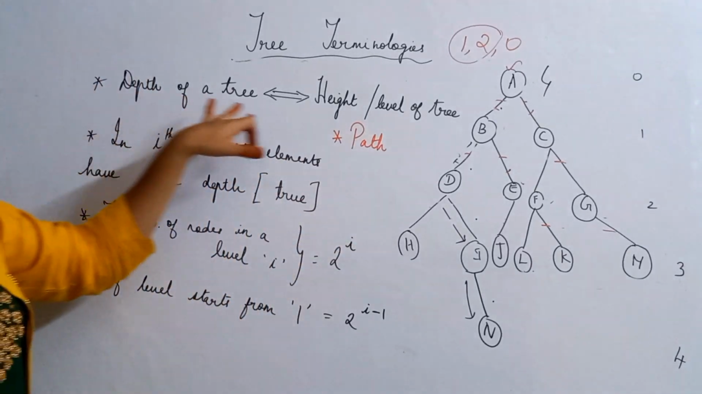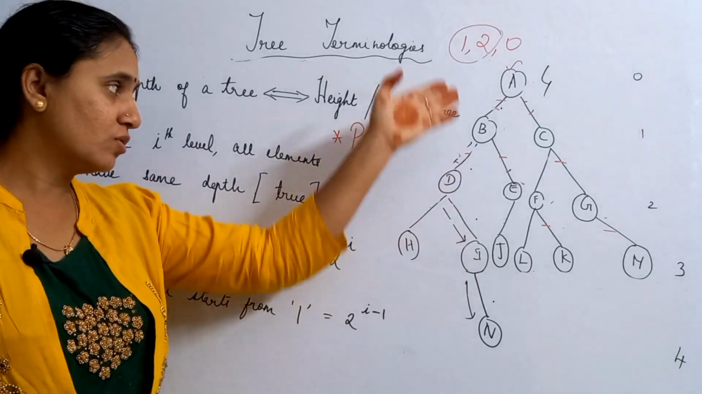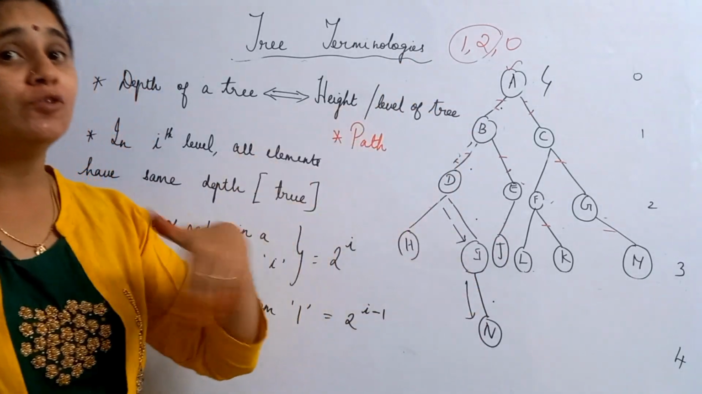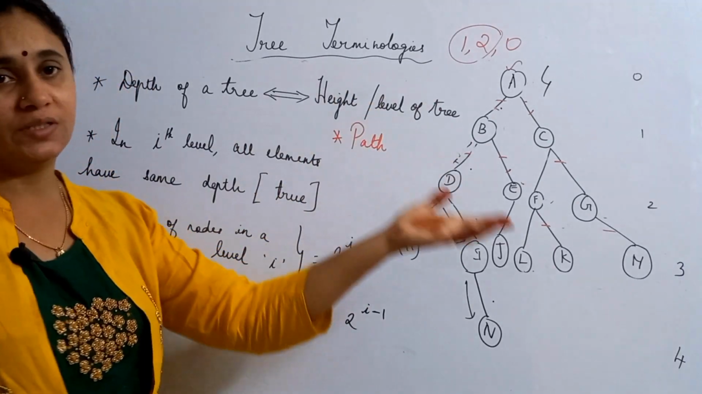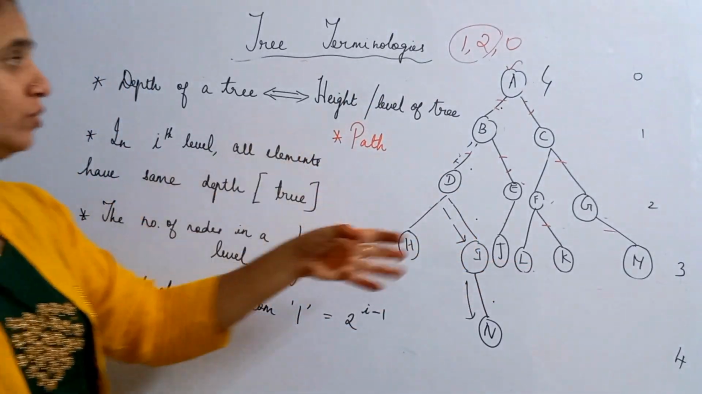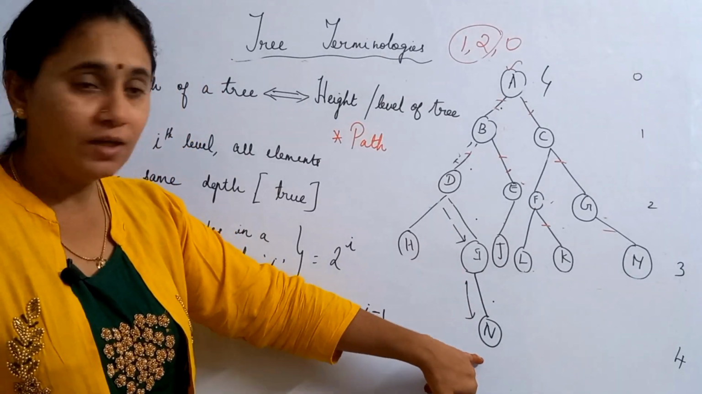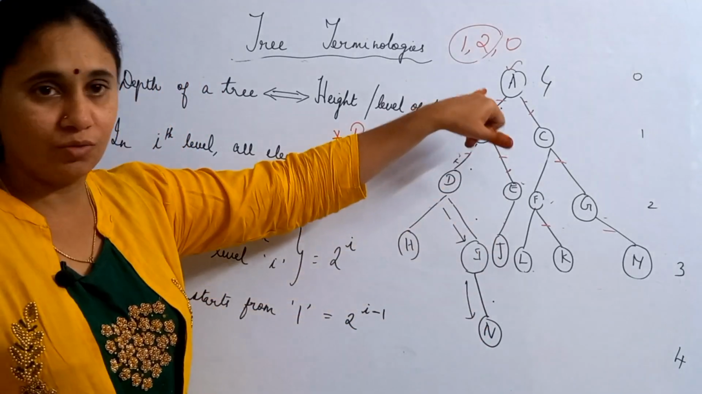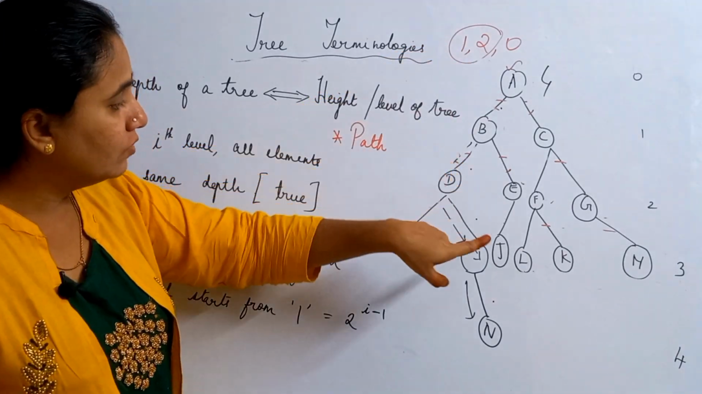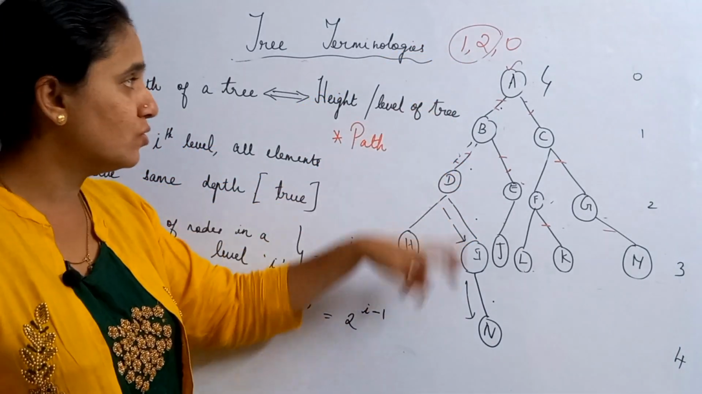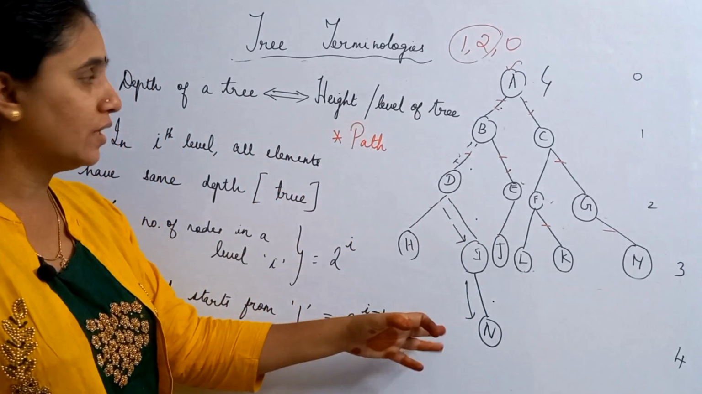So here this is the true statement. The depth of a tree, if we calculate it, will be equivalent to the height of the tree or the level of a tree, because in all of them we are considering only the maximum edges. For example, if I find the depth of a tree, it will be 4. If I find the height of the tree, 1, 2, 3 and 4. So depth is coming as 4 and the height is also going to come as 4.